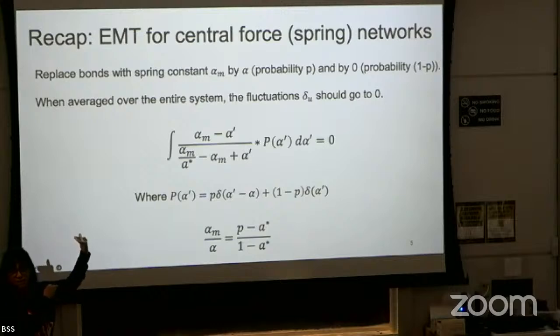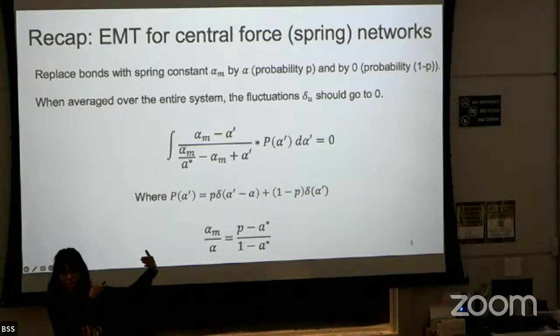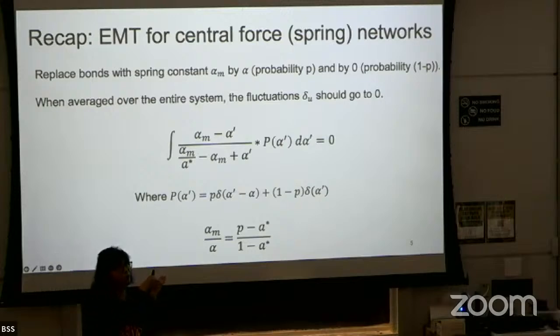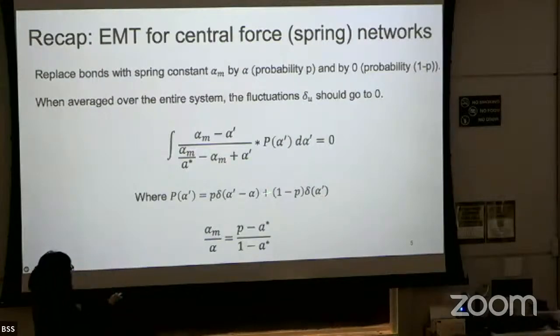We are replacing the spring constants alpha m by either springs of spring constant alpha or by nothing, 0, right? So now you have a network of springs or no springs, right? And the fluctuations, these extra displacements, they're all going to be small, but they will have plus or minus signs and different magnitudes. And if you take a large enough system, if you average over the entire system, then this extra thing should go to 0, right? And then, so we write down this integral.